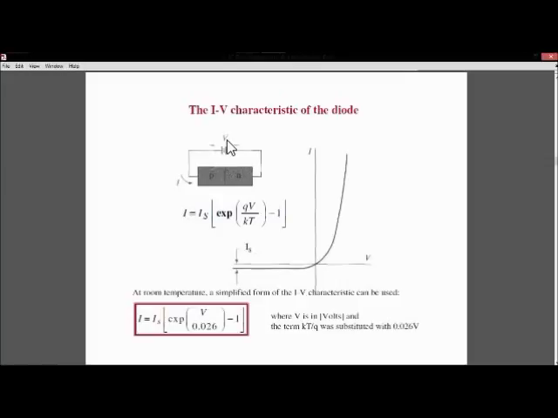Now we always have to connect the PN junction in this manner. This is known as the forward biasing condition: positive terminal to the p-type, negative terminal to the n-type. The diode equation, or the diode current, is given as I equals Is exponential of QV by KT minus 1. Now at room temperature we can also get a simplified version. We know the value of KT by Q, so we write I equals Is times exponential of V by 0.026 minus 1. So it is similar to the previous one.